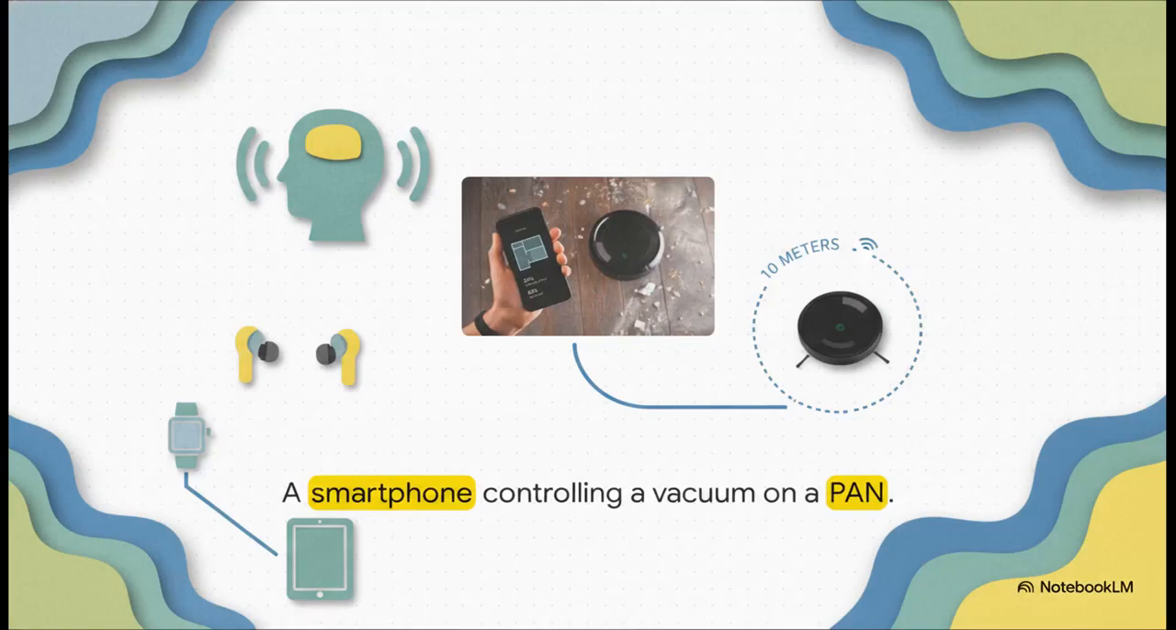Now, starting at the absolute smallest scale, we have what's called a personal area network, or PAN. If you've got a smartphone controlling a robot vacuum, or if you're wearing wireless earbuds right now, you're using a PAN. These devices operate in extremely close proximity. We're usually talking under 10 meters here. Basically, if it requires physical closeness to work, you are utilizing a personal area network.